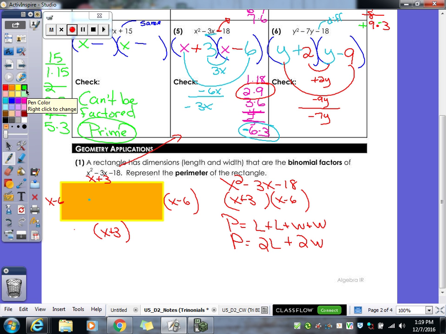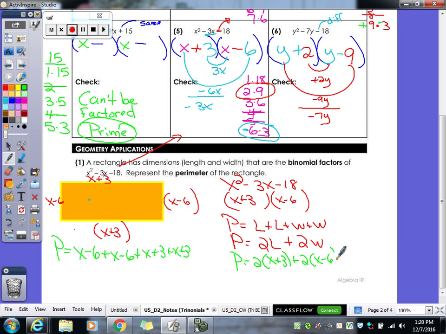Now, are they going to mark you off if you say, oh, I know perimeter means add all sides, I'm just going to add them in a row? No, they won't mark you off. It's just that when you see this formula, you have to recognize that it is the perimeter formula. That's the thing. So here, this is the old way. The new way would be perimeter equals 2 times the length, which is x plus 3, plus 2 times the width, which is x minus 6. Then they want you to distribute both of those. So when I distribute it, I get p equals 2x plus 6 plus 2x minus 12.